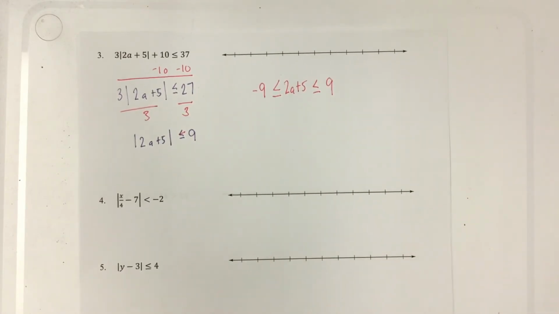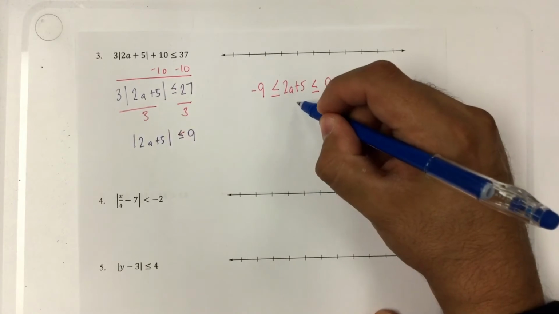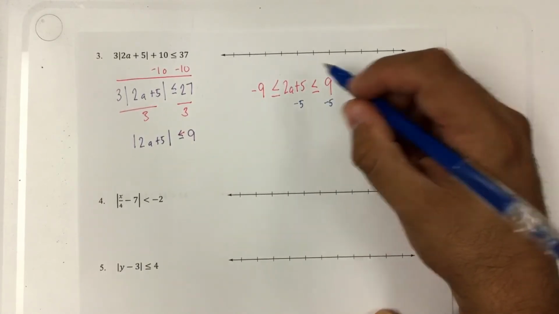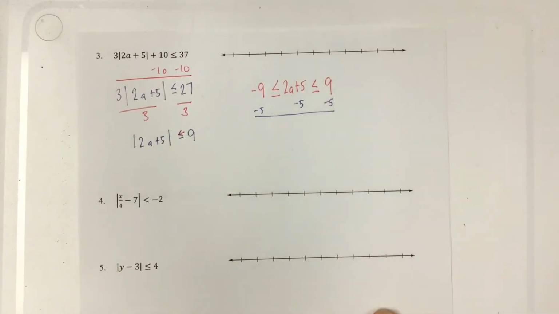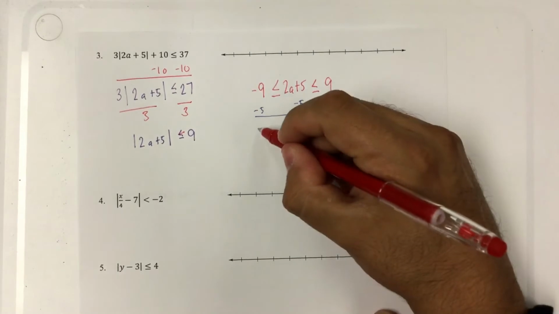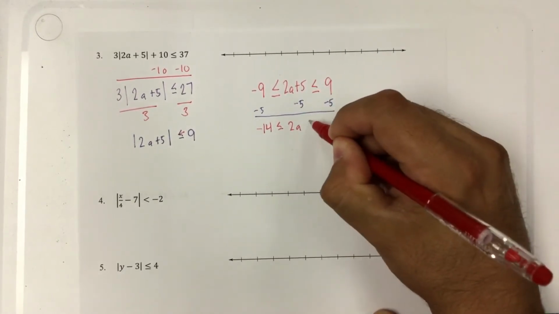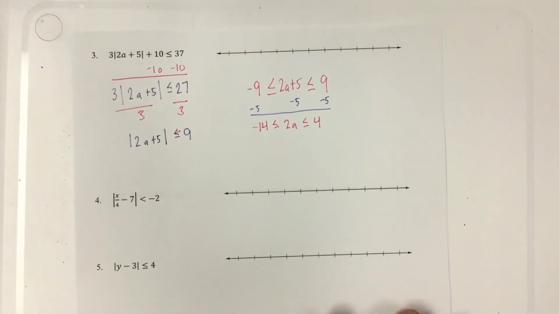All right, how would you go about solving this? Minus 5. Okay, so right here, we want to first start by subtracting 5. We're going to subtract it from the middle, the right, and where else? The left, right? We're subtracting it from all parts. So we have negative 14 is less than or equal to 2a is less than or equal to 4. And now we divide everything by 2.